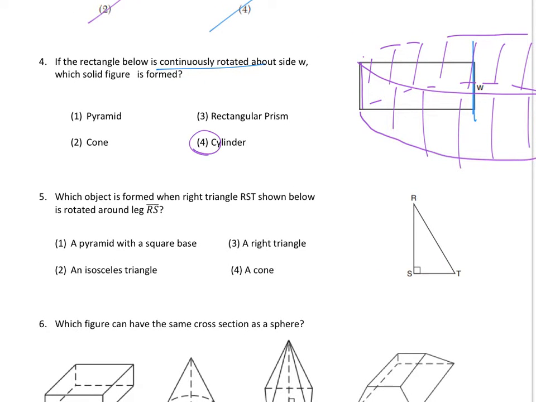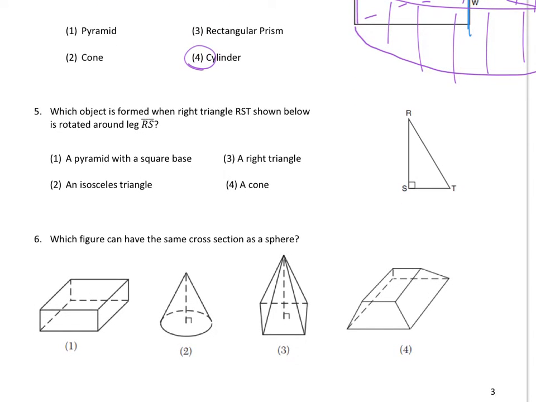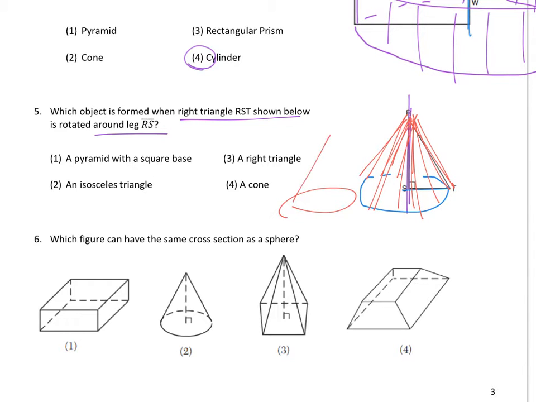That one's kind of like the revolving door example that we saw at the beginning. The next one says which object is formed when right triangle RST is rotated around leg RS. So here's the axis in which we're rotating around. This bottom leg will be rotated continuously around the back side and then back around the front. And this edge, this hypotenuse here, will be rotated around the back and it will come out front and keep rotating around and around and around until you see that cone shape. So we have a right triangle is not our answer, sorry. The shape that's formed is a cone.